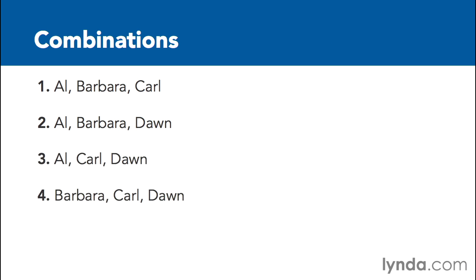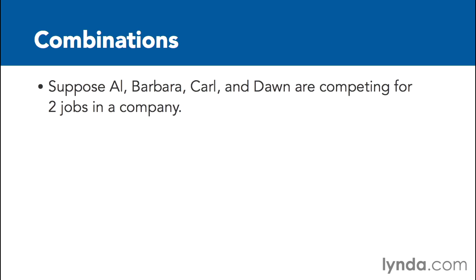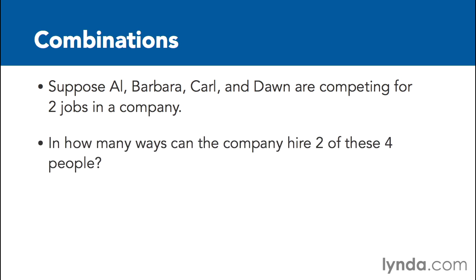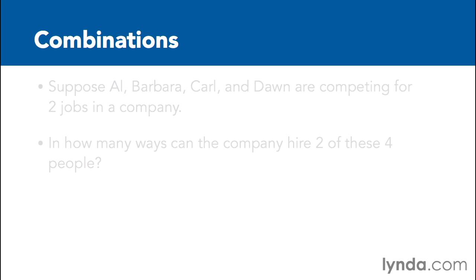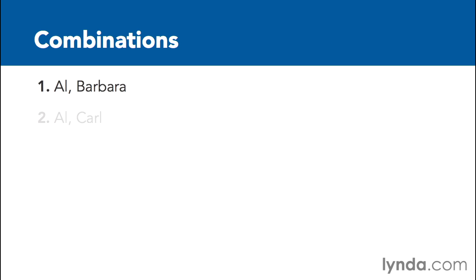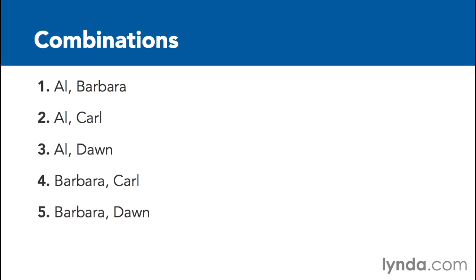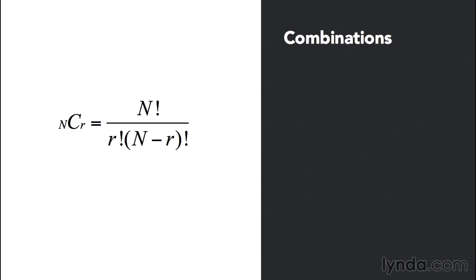That's 4 combinations. Here's another example. Suppose Al, Barbara, Carl, and Dawn are competing for 2 jobs in a company. How many combinations of 2 of these 4 people can the company hire? Well, here are the possible combinations: Al and Barbara, Al and Carl, Al and Dawn, Barbara and Carl, Barbara and Dawn, and Carl and Dawn. That's 6 combinations.